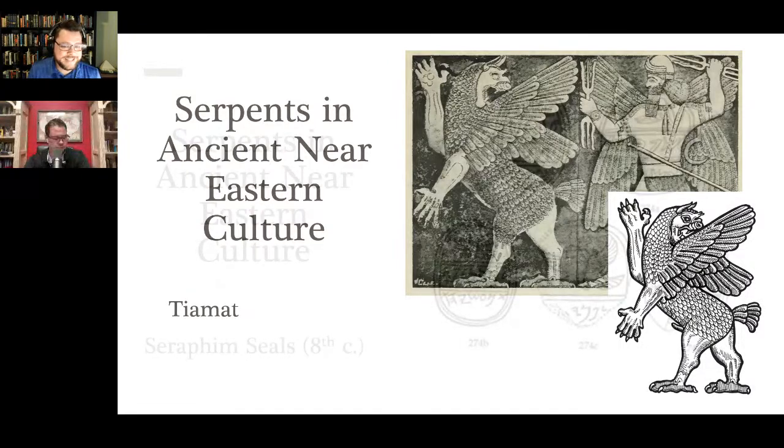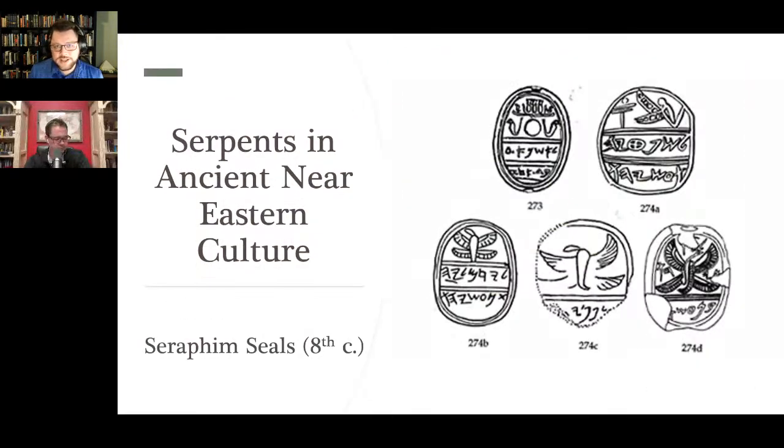We have them inside Israel. So these are seals I first found with Othmar Keel, who is big into inscription data. These are from Judah in the 8th century, and these are called seraph seals. So it's hard to point out. I'll try to get my laser pointer here, Tim. Let's see if it works. Do you see these? I do. Yeah. These are all snakes that have wings.